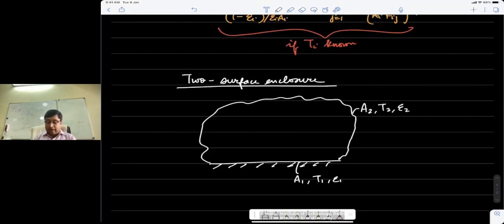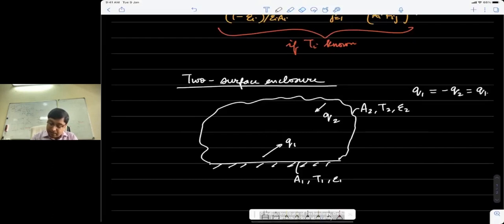And so what we need to calculate is the radiative exchange between these two surfaces. So I need to calculate Q1, and because there are only two surfaces, Q2. Let me put Q2 the other way around. If Q2 is this way, then I know Q1 is minus Q2, and let's say that is Q12, the total amount of radiation exchange between these two surfaces.